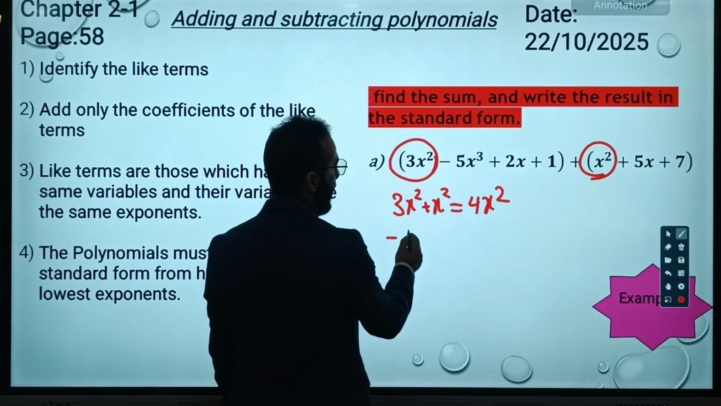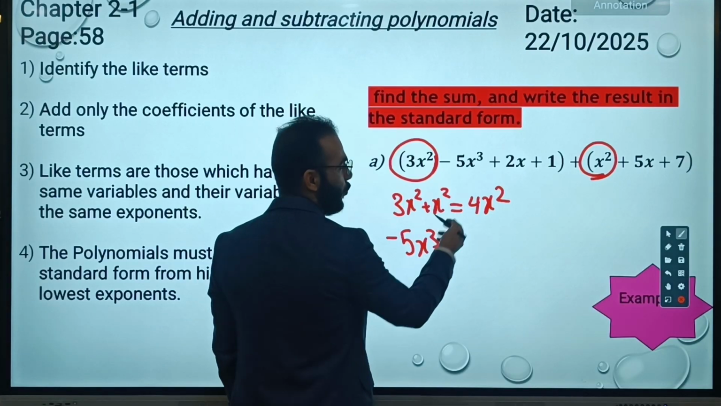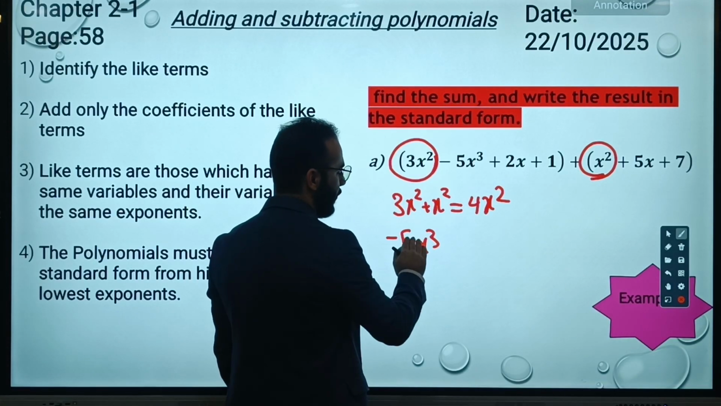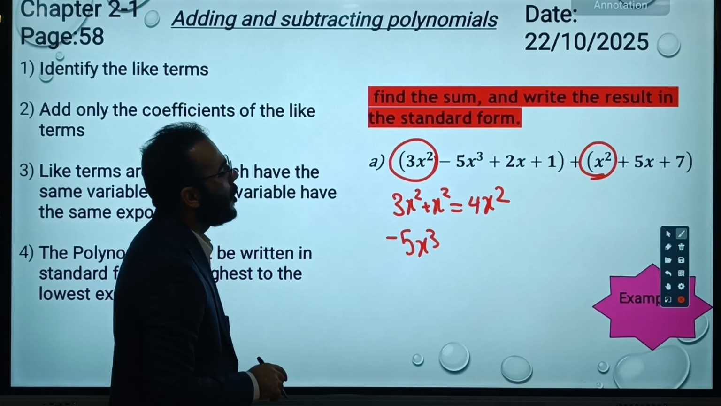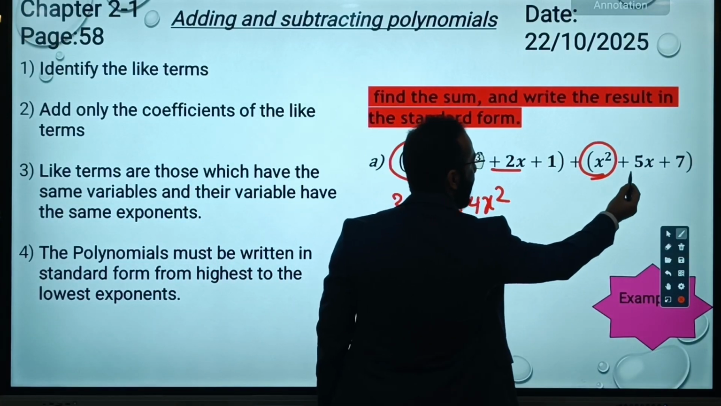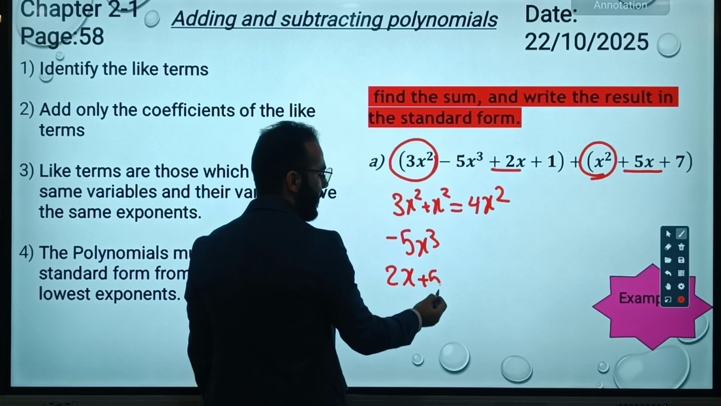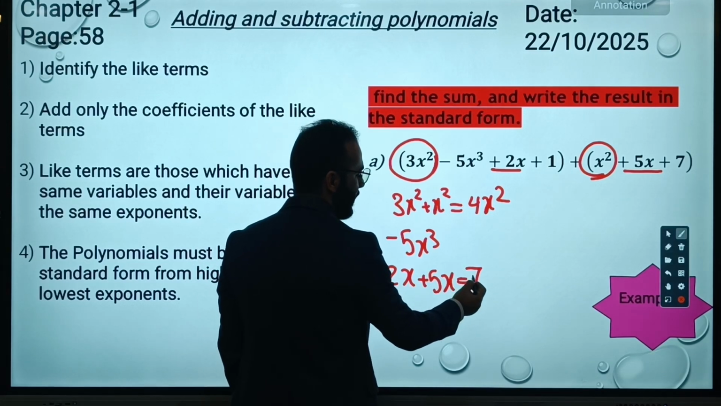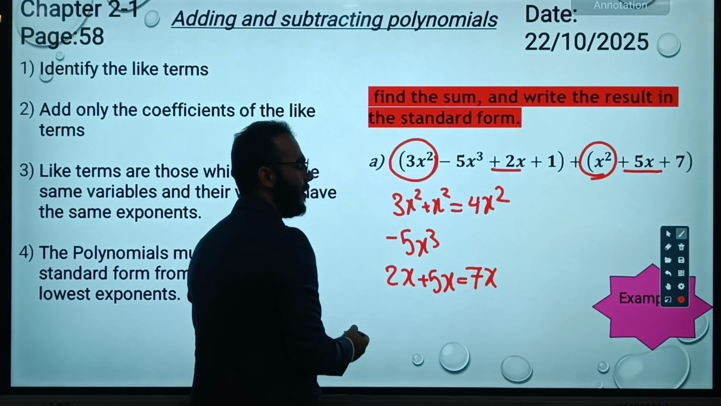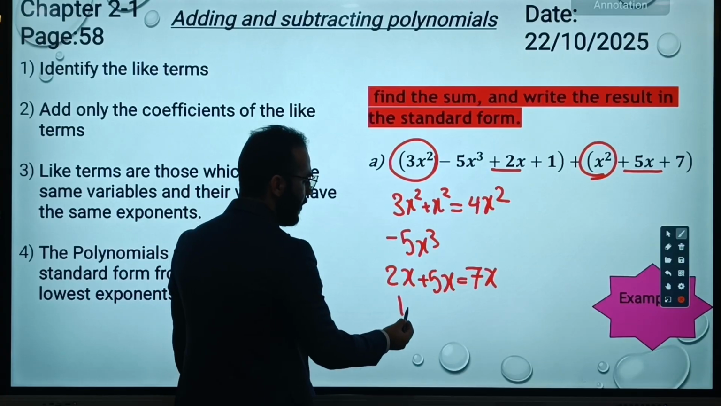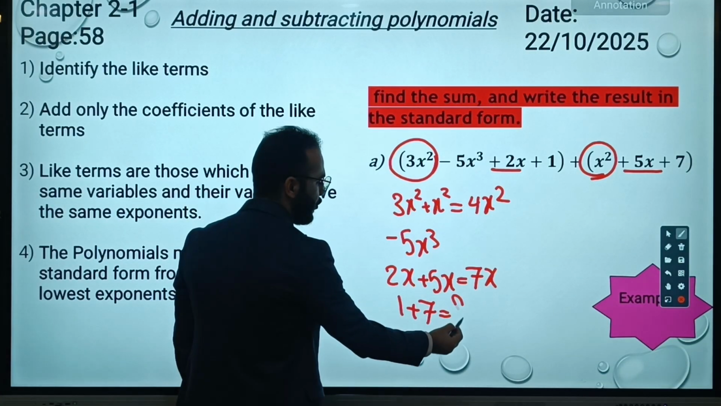Okay, negative 5x cubed. We don't have any x cubed over there, so just rewrite it and don't change anything. We have 2x here and we have 5x here. So 2x plus 5x will give us 7x. And finally the constant term, we have 1 plus 7 is equal to 8.